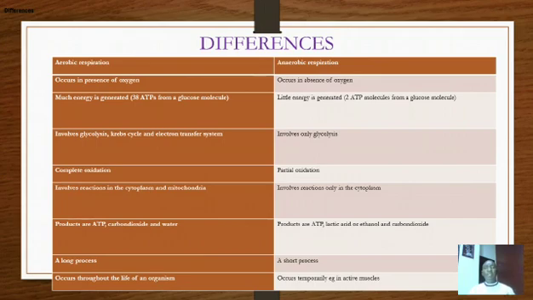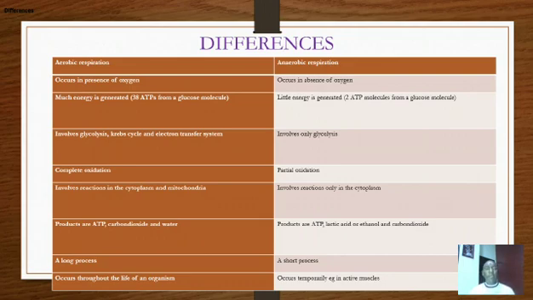Which one yields more energy? Aerobic. Anaerobic yields little energy. In aerobic, we have the glycolysis, Krebs, and electron transport. Anaerobic, we only have glycolysis. Where do we have complete breakdown of glucose molecule? Aerobic. But in anaerobic, it is partial breakdown.